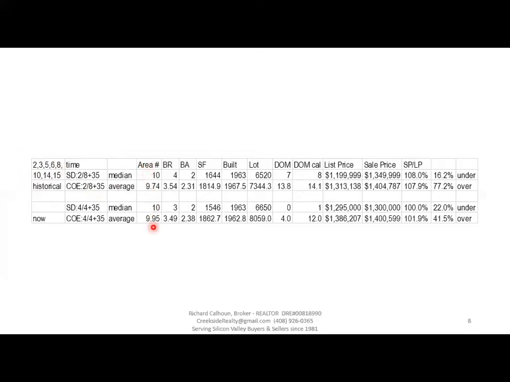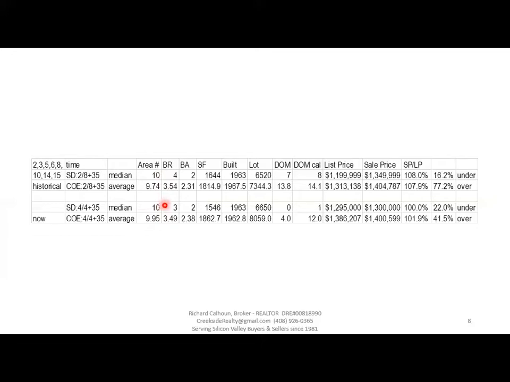So we number our different areas, and you can see the median and average for both of them are essentially identical, which would tend to say my data set is fairly good. The bedrooms is 4, and then it's 3. So you go, wow, that's a big difference. But then if you look at the average, it's 3.5 and it's 3.499. So there's very little difference on the average.